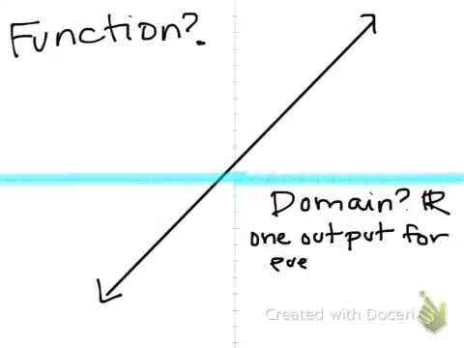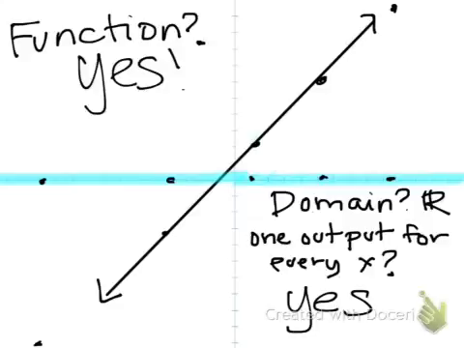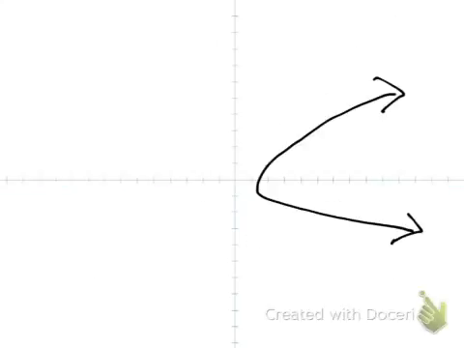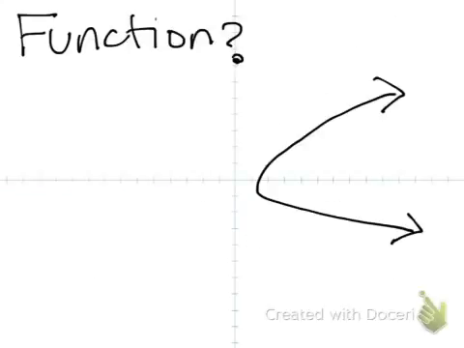Now, is there one output for every input? So if I input 1, I'm going to get one output, and that's on that line. If I input 4 or 5, I get a specific output. If I input -4, I get a specific output. If I input -10, I get a specific output, and so on. So one output for every input? Yes. So is this a function? Yes.